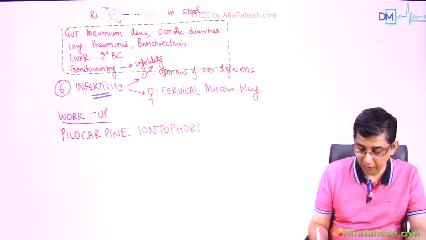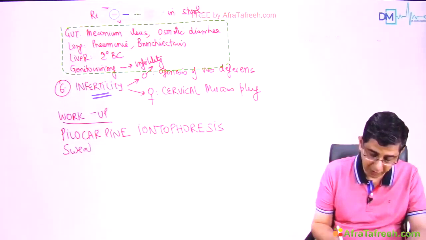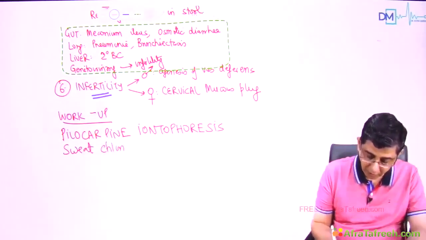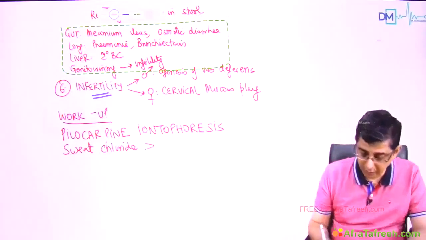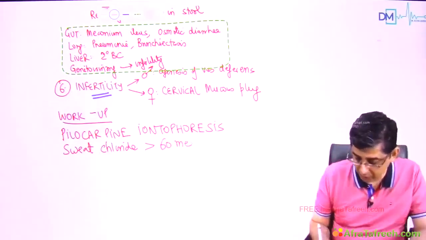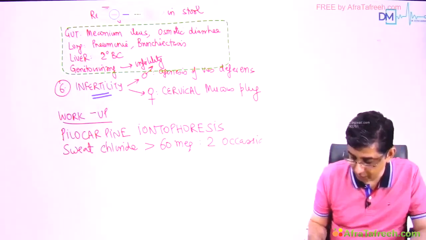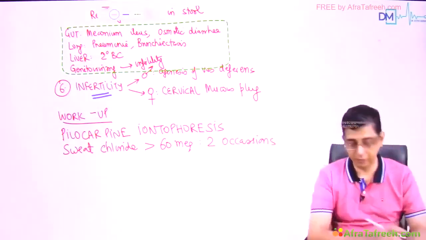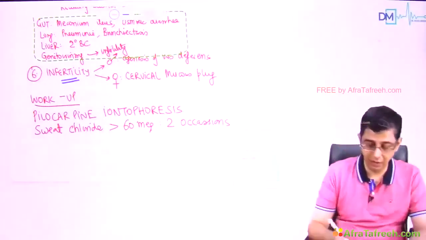of the ions in it, and we go in for a technique called pilocarpine iontophoresis, where we are checking for the ions present in the sweat like chloride. If the sweat chloride of the patient is more than 60 milliequivalents on at least 2 occasions, we say that the patient has a possibility of cystic fibrosis. Obviously, the best way to go about this would be to perform genetic studies in the patient.